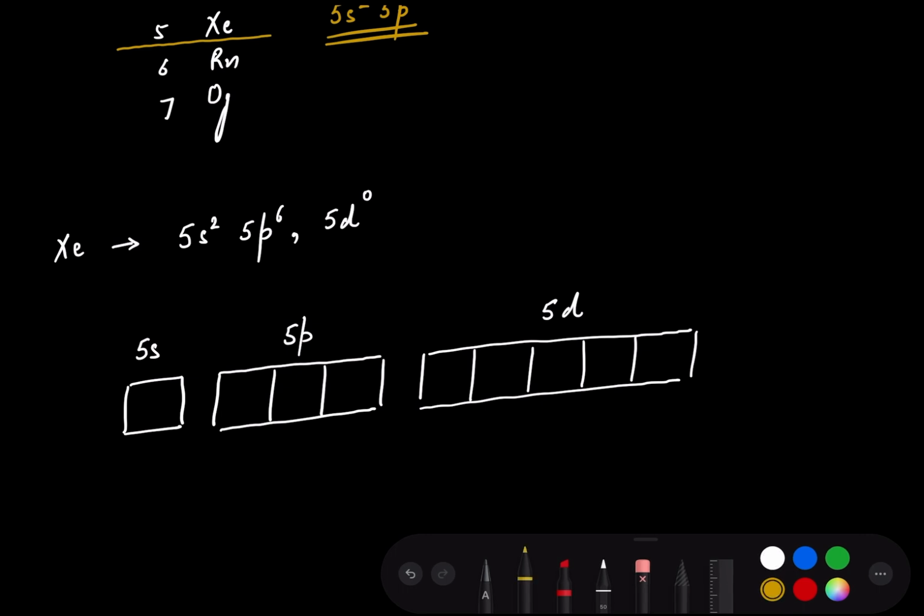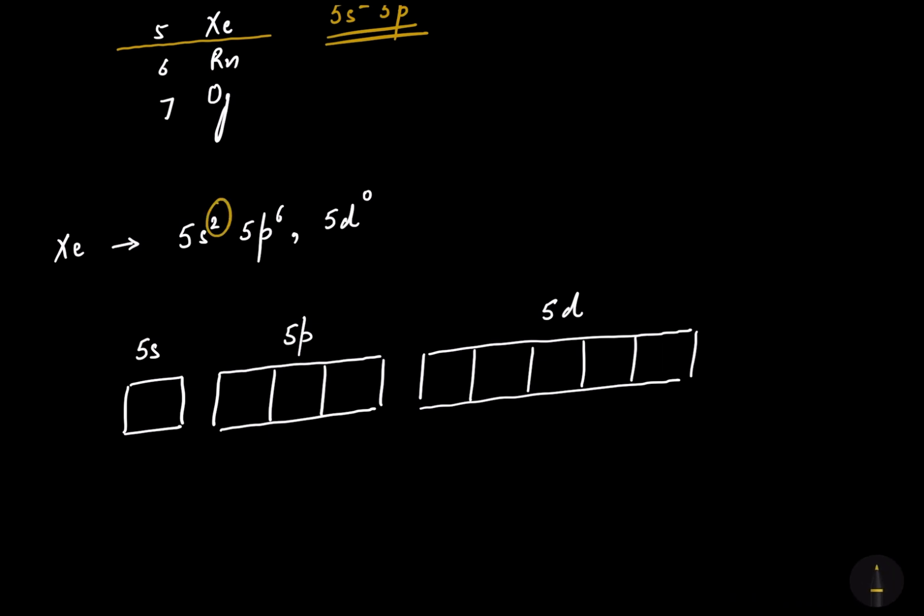Now let's fill the electrons according to the electronic configuration in these orbitals. The 5s has 2 electrons. So I'm going to fill 2 electrons in the first box of the s subshell, that is in the orbital of the s subshell. So that's the first electron with the spin of +1/2 and the second electron with the spin of -1/2.